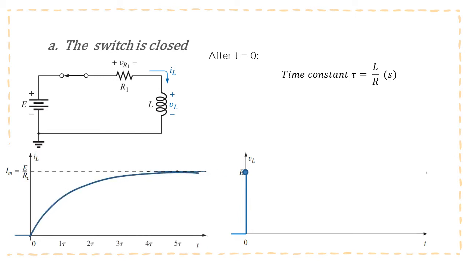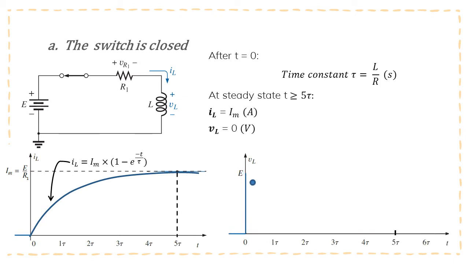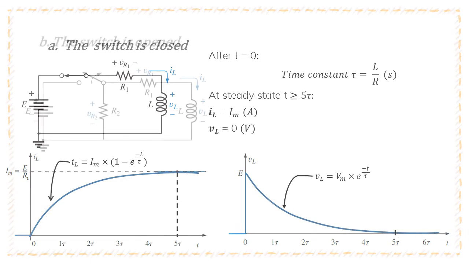as it approaches its steady state value Im, which is equal to the source voltage divided by the total resistance. The time for the inductor to reach its steady state is considered as 5 time constants. That is also the same time period for the voltage across the inductor to drop to 0 volts. After the steady state, the switch is opened.